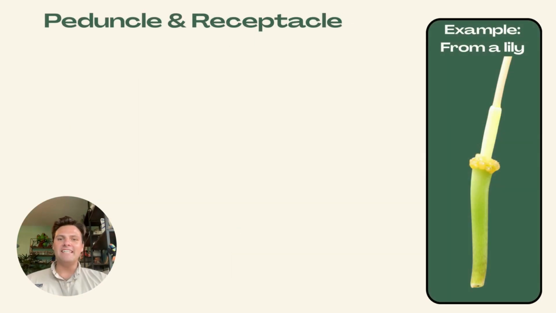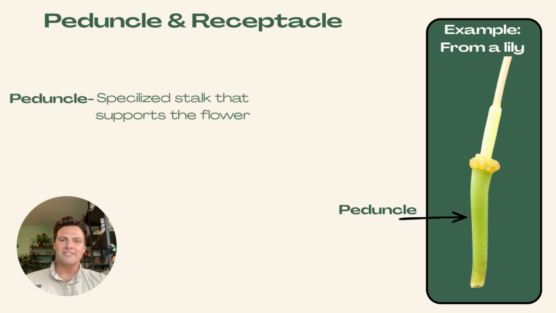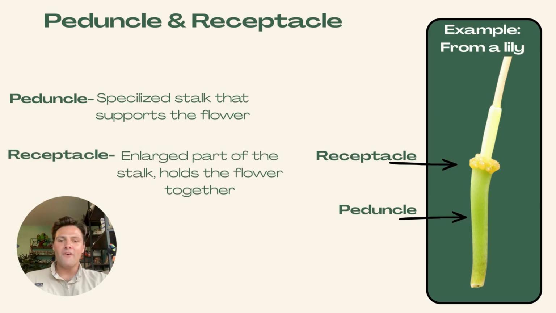So up first is the peduncle and the receptacle. These two structures have a lot to do with each other, so I thought it was fitting to discuss them together. So the peduncle is not only a funny word to say, but it is an important structure because this is a specialized stalk that supports the flower. The receptacle is the enlarged part of the stalk, and this holds the entire flower together. The flower is usually whorled around it, which basically means it's arranged circularly around the receptacle.